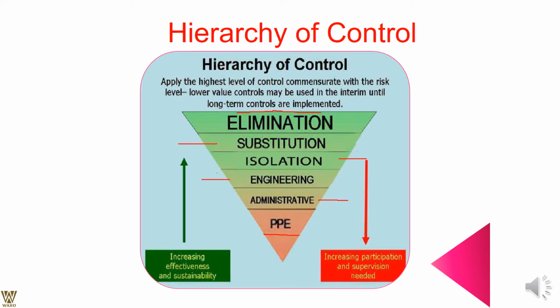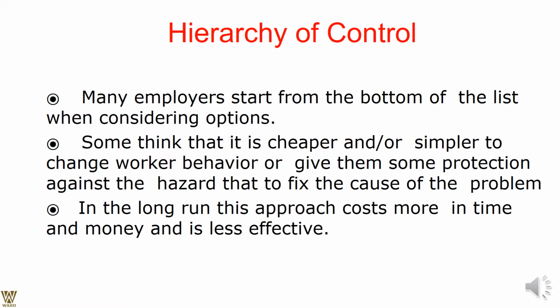So what do we understand with the hierarchy of controls? These are the levels that need to be taken forward for you to understand altogether. Yes, the hierarchy of control starts from the bottom of the list when considering options. Many employers believe so, but some actually think it is a quick fix. It is a simpler modus operandi that changing worker behaviors, giving them a certain amount of protection against the hazard, will instill confidence and build trust in them.